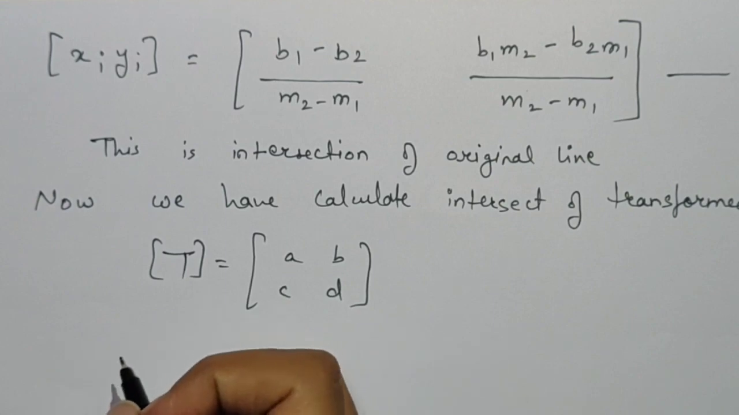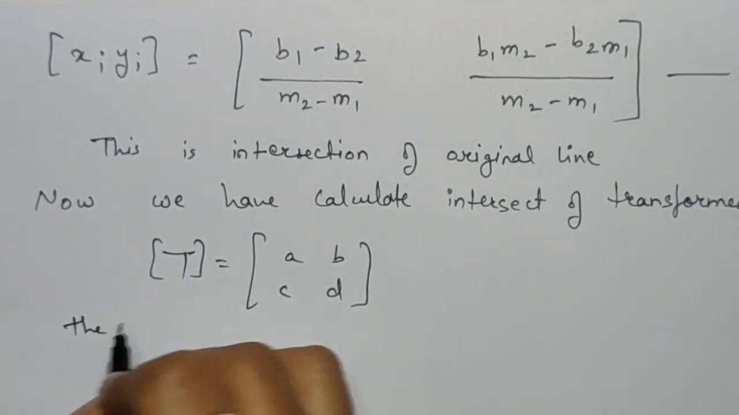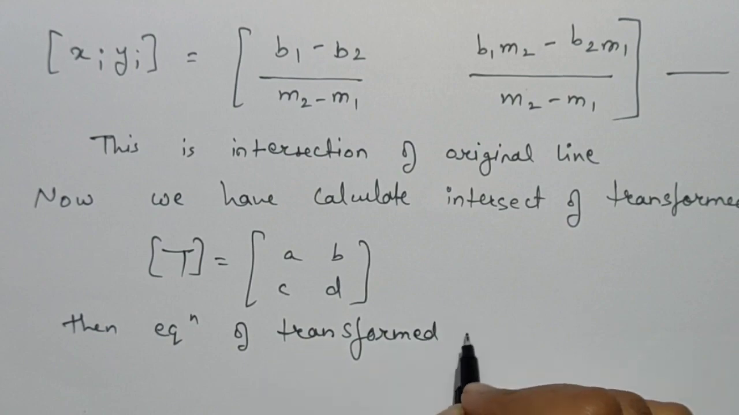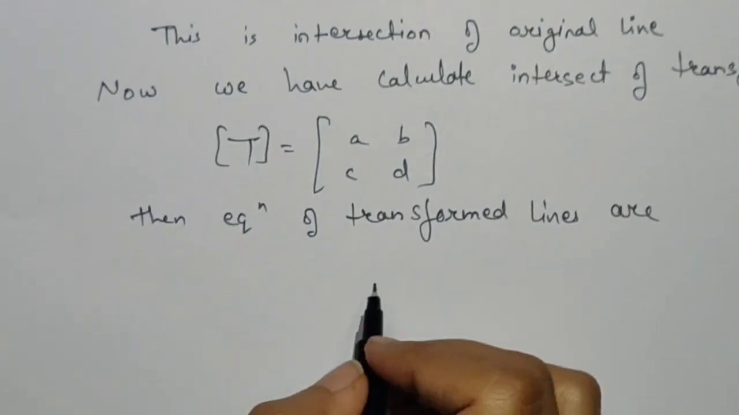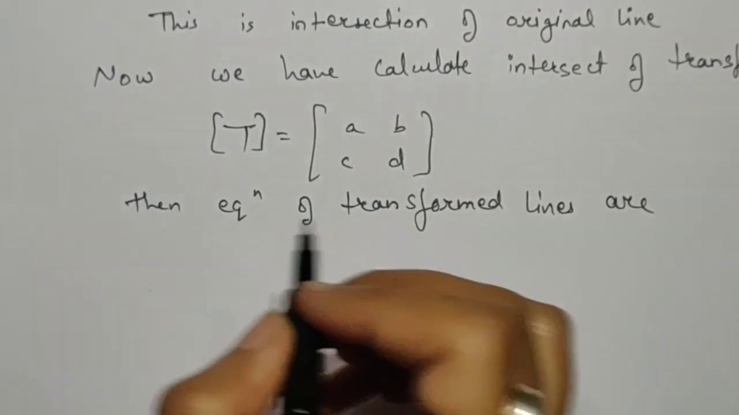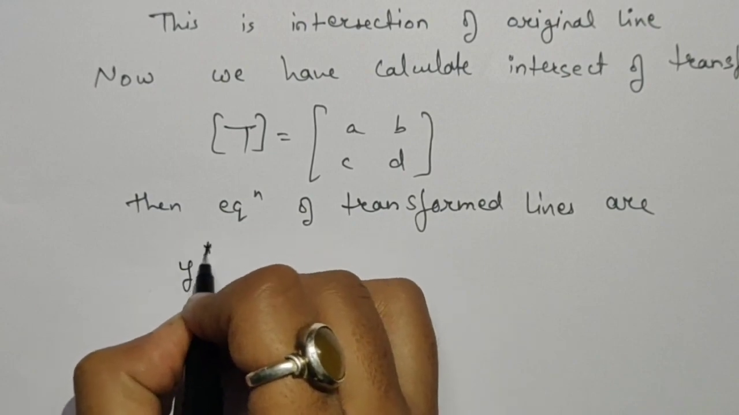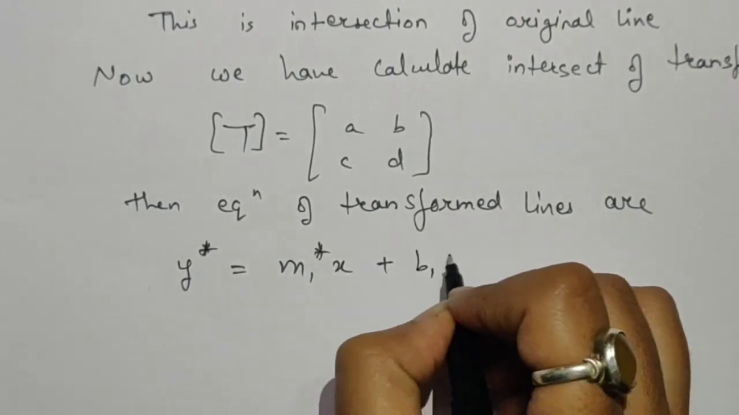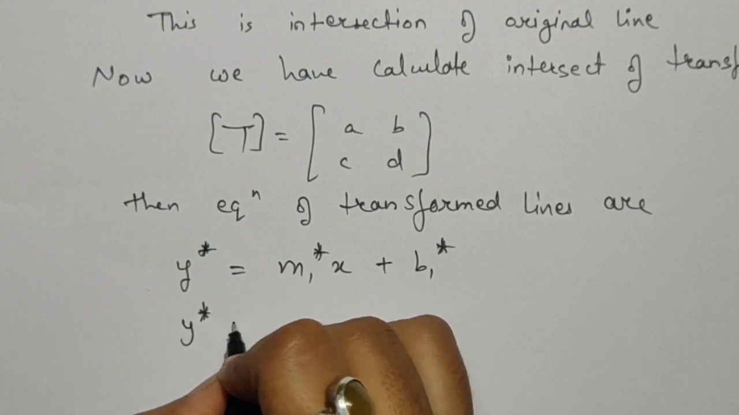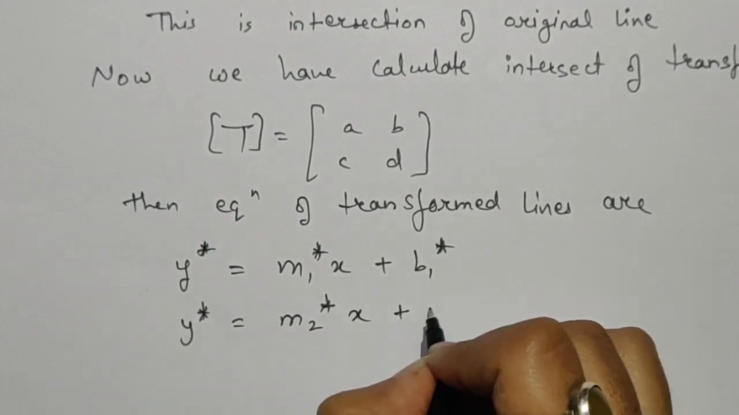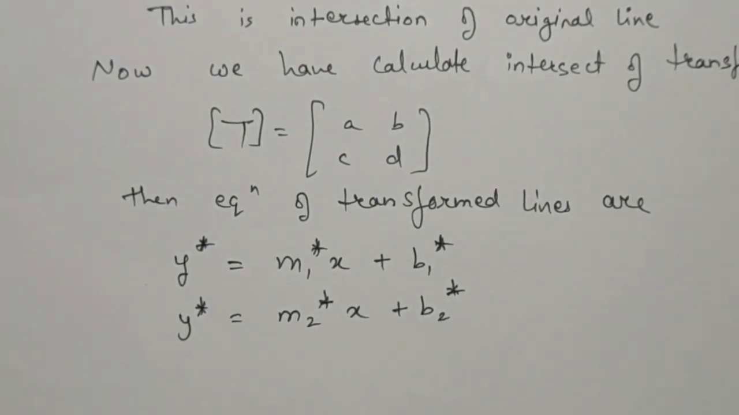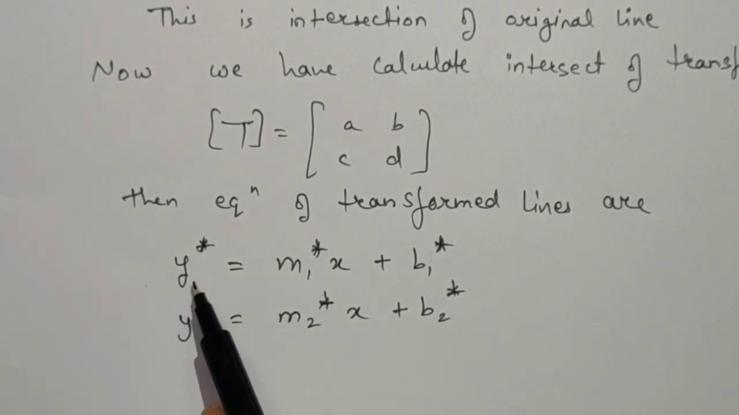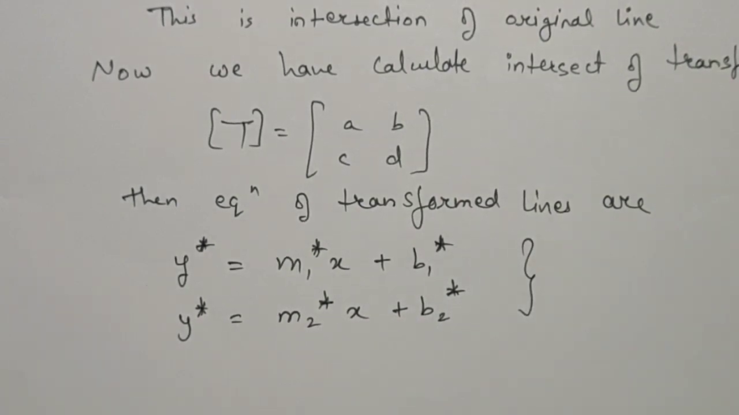So, we have already seen the equation of a line. So, the equation of transformed lines are, let's consider the new equation of transformed lines. So the equation of transformed lines will be y star is equal to m1 star x plus b1 star, and y star is equal to m2 star x plus b2 star. So, we are seeing the transformation of intersecting lines. So, that is the intersection of transformed lines. We will be considering these two as equations of lines.